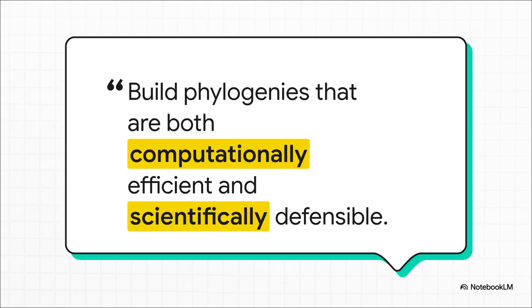And when you put it all together, this is the goal. You want to construct NGS-based phylogenies that are both computationally efficient and scientifically defensible. It's about finding that perfect balance between getting the job done with these massive datasets and making sure the science behind it is absolutely solid.